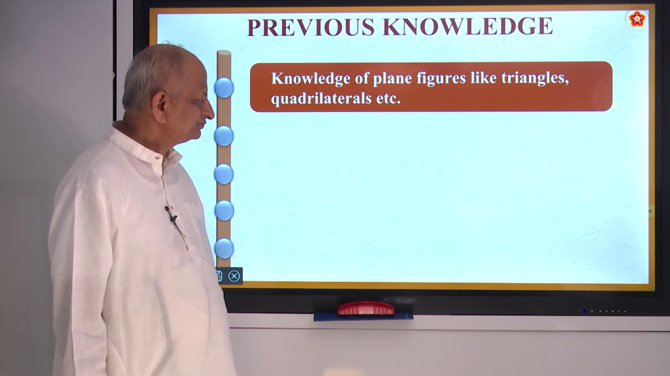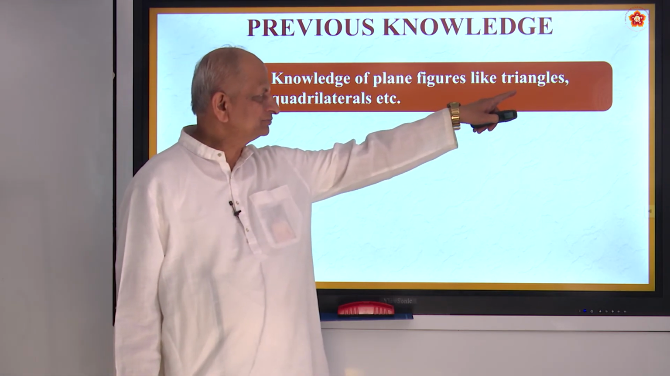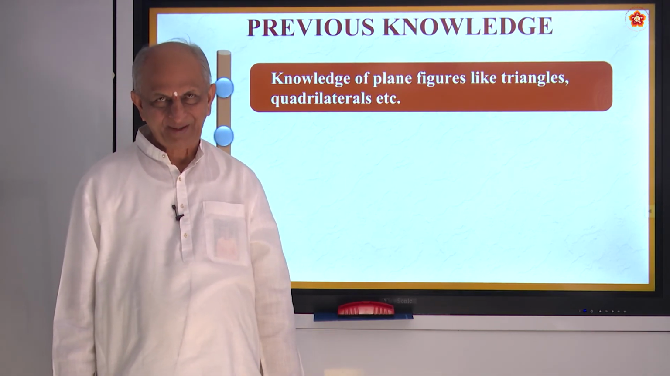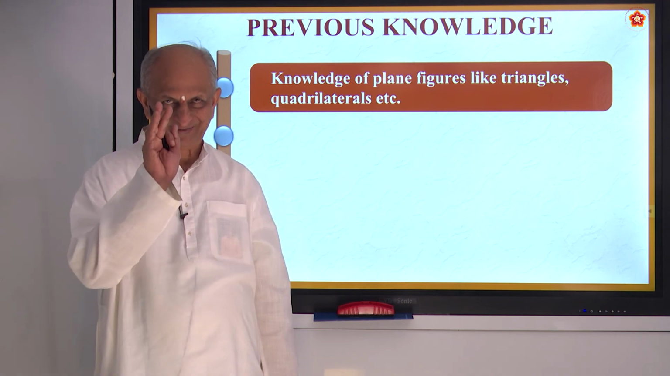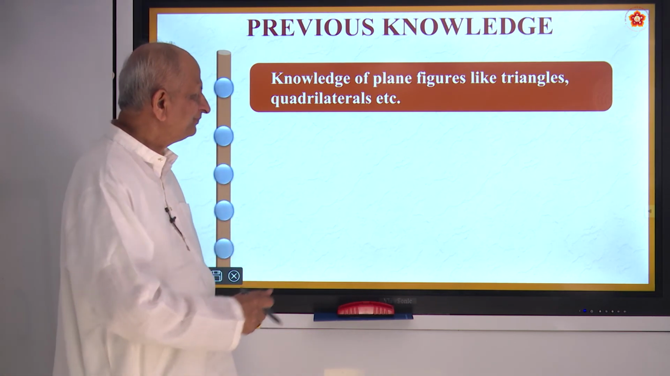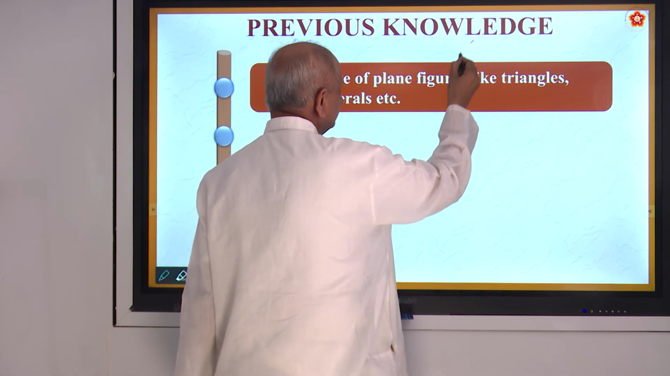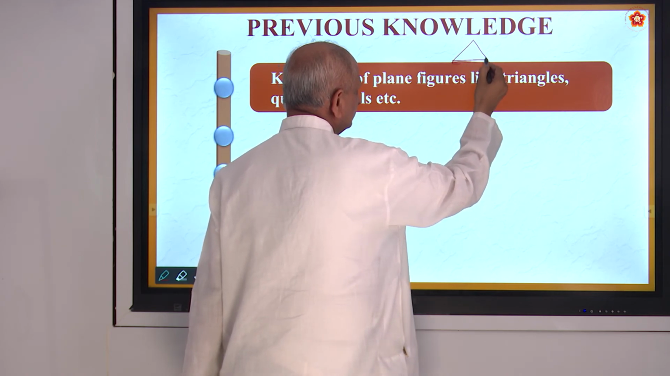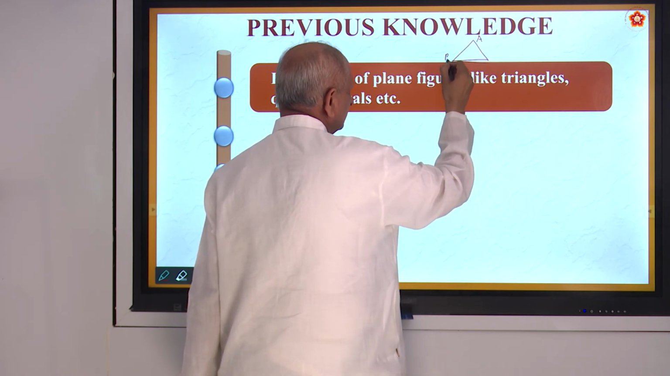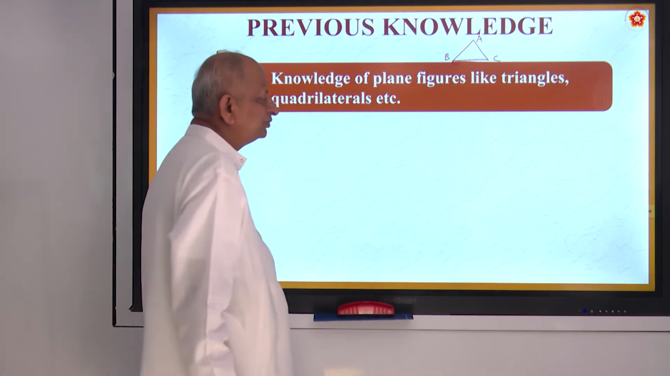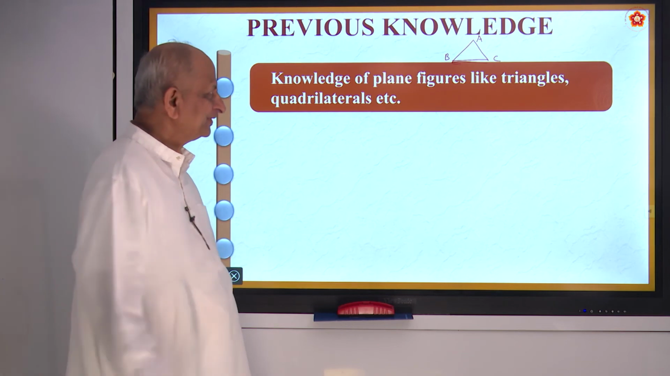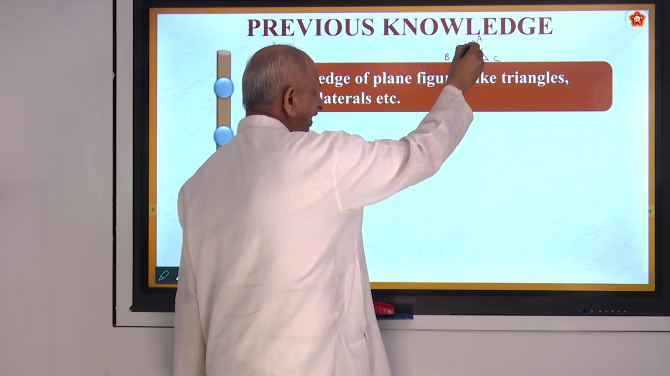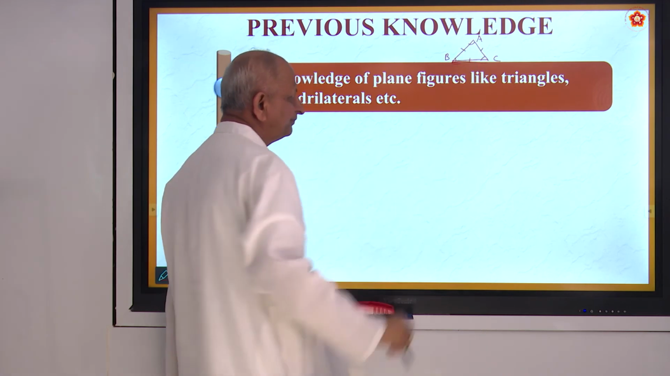Before that, we should know the basics about triangles. What is a triangle? It is a plane figure having three sides bounded by three vertices and three angles. Is it not? What is the sum of the three angles? 180 degrees. These are called three sides AB, AC and BC. These are called three angles A, B and C.